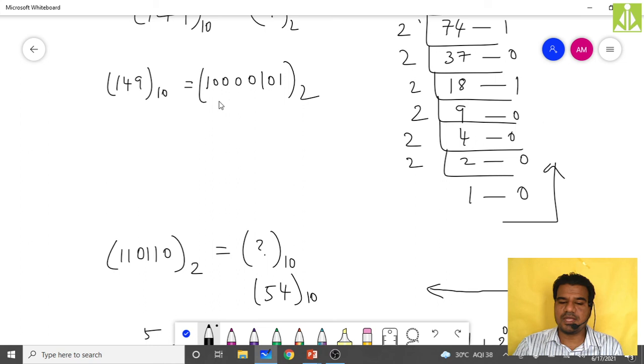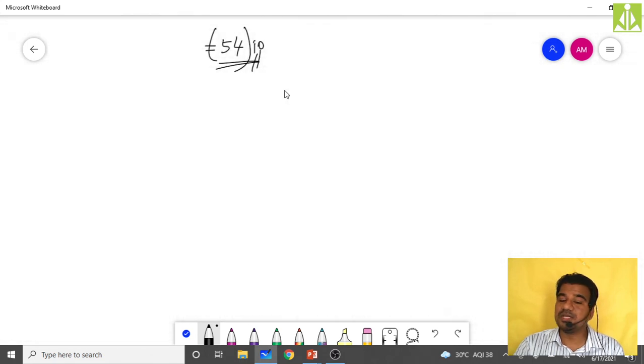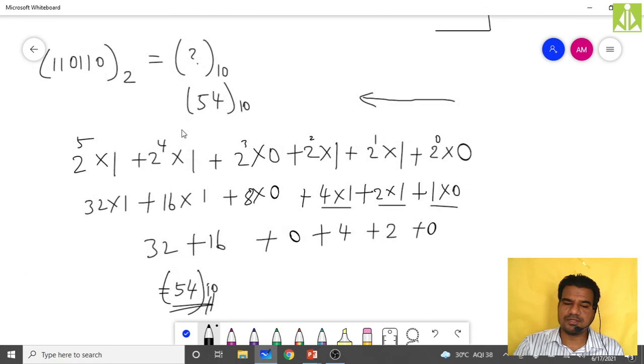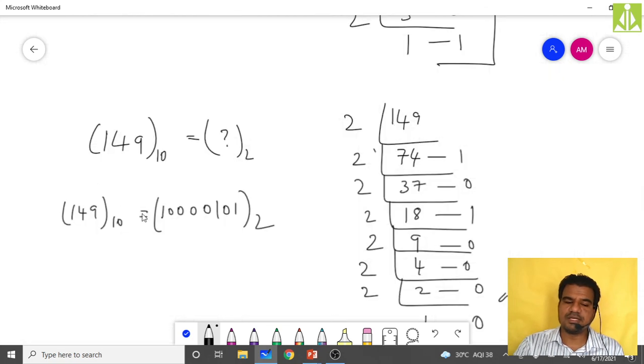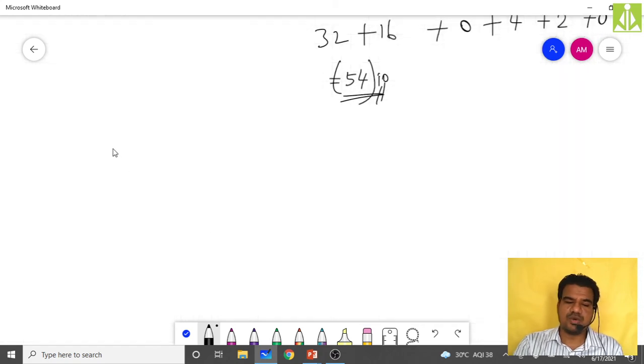So next thing, you take this one. 149 in binary. So in this way you can cross check whether you got the right result or not. So 149 in decimal, what is it in binary? So that I am writing over here.